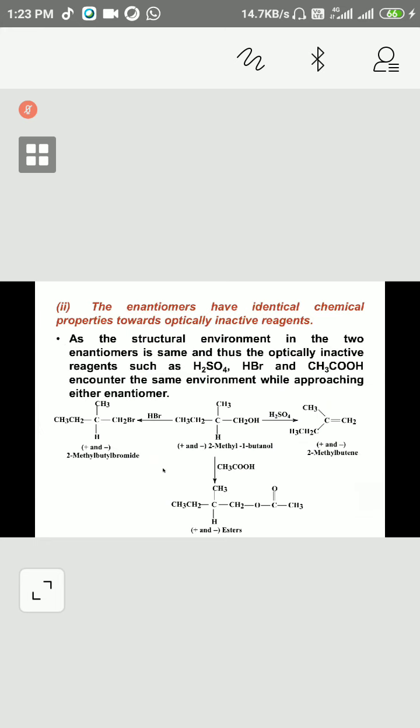The enantiomers have identical chemical properties towards optically inactive reagents. Means the reaction will be the same if an optically inactive reactant is there. For example, you can see here, plus and minus, both molecules will react with HBr and give plus and minus, the same kind of product. H2SO4, same. CH3COCl, same kind of reaction, it will give the same kind of product.